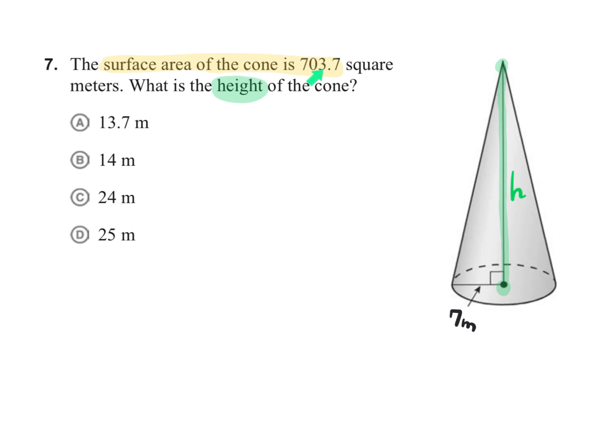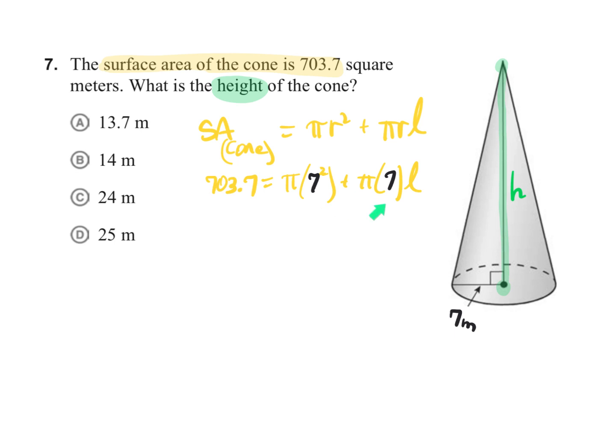So we start with what they gave us. What's the formula for the surface area of a cone? It's pi r squared plus pi r times the slant height. 7 squared is 49. So we have 49 pi plus 7 pi L, and do not add these together. They are not like terms. This term is in terms of L, and this term is not. So do not combine these.